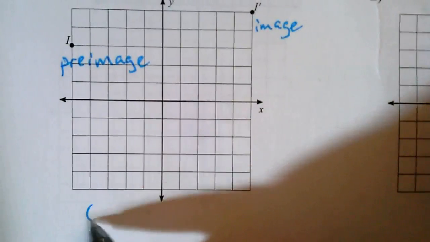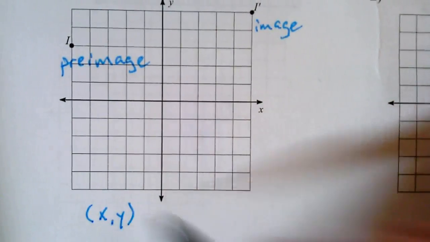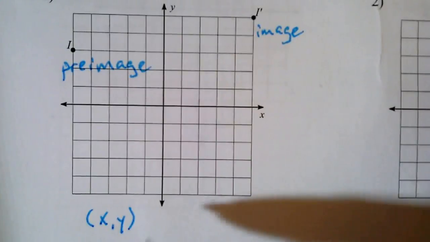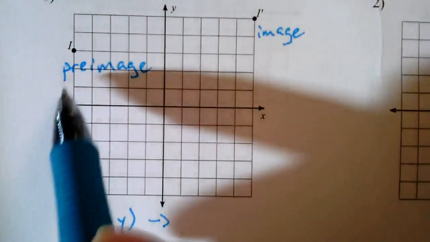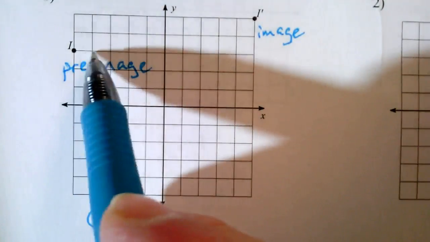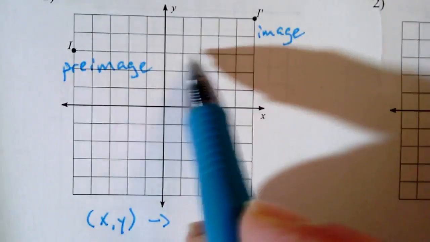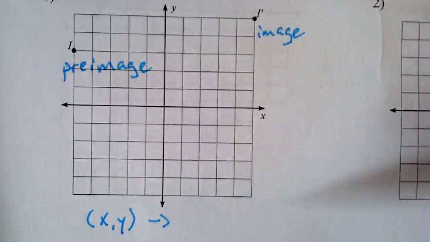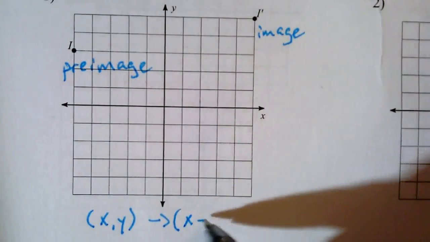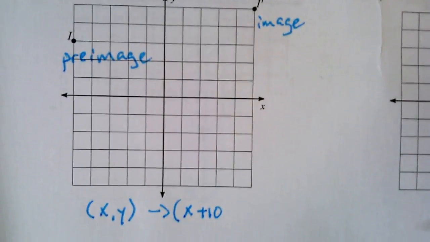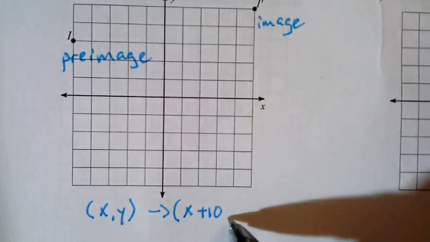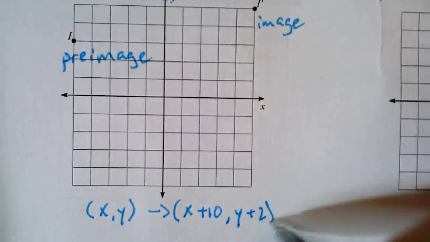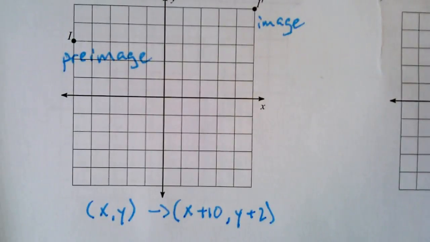So basically, to write our rule, all we have to do, we start out with xy, so the coordinates xy, and then a little arrow here, and then we're going to write what's done to the x, what's done to the y. If you look here, we went 1, 2, 3, 4, 5, 6, 7, 8, 9, 10 spaces forward, and that's the same as adding 10 to the x coordinate. And then we moved 2 spaces up, and that's the same as adding 2 to the y coordinate.